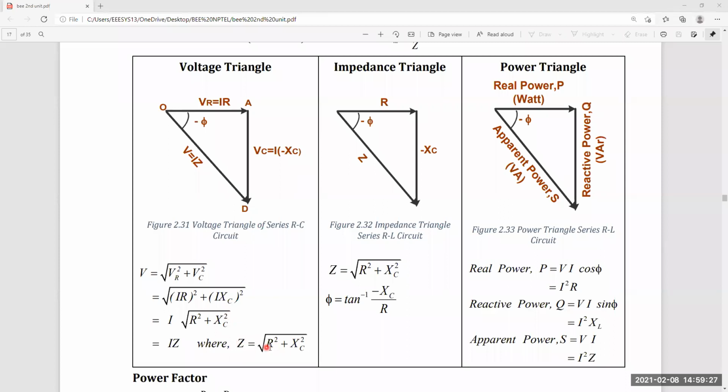Understood? For the series RL circuit, across the inductor, Z is equal to R plus j XL. For the series RC circuit, Z is equal to R minus j XC. This is called the impedance triangle. Here it is minus X, so that's why it is like this. Z is equal to R minus j XC. j is called the imaginary term.